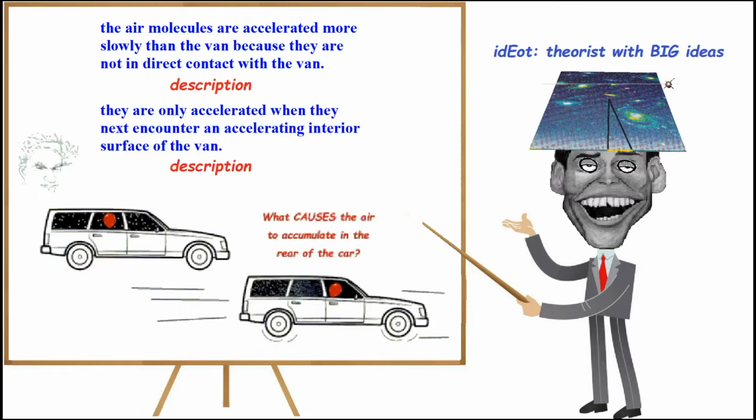Okay, let's move forward here. Here again is this fellow, and he just concludes. He says, the air molecules are accelerated more slowly than the van because they are not in direct contact with the van. Irrelevant, because we're not talking about the ones that move. We're talking about the ones that stand still. They are only accelerated when they next encounter an accelerating interior surface of the van. Again, we know all this. So these people just repeat over and over again that it does, and they think they've got an explanation. The issue is, well, we're going to get to that again. I'm going to illustrate for these people so they understand the question. Right now, they don't understand the question.